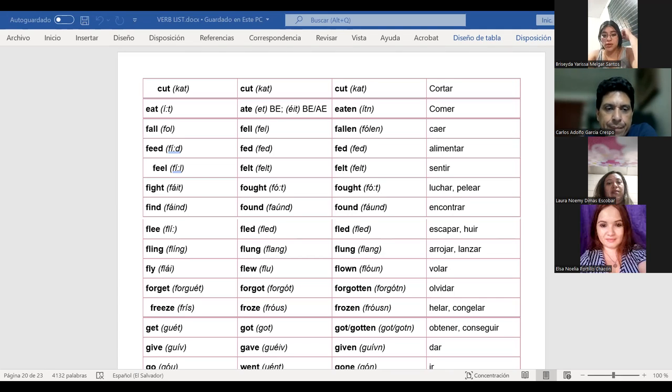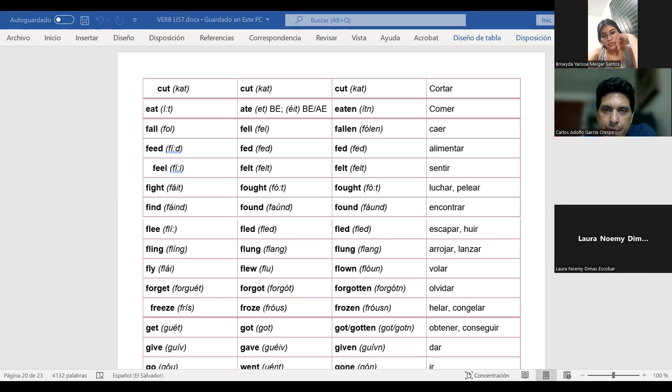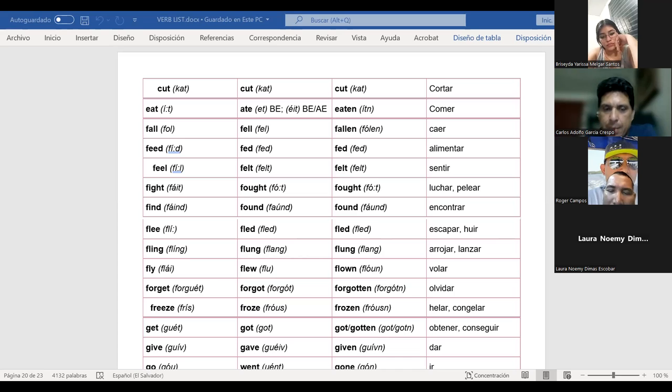Got it? Okay, so now it is gonna be like writing crazy or creative sentences with verbs in past. You have the verbs in past here, use them, okay? At least three verbs in past. If you use more, better, okay? Okay, Roger, understand the activity?